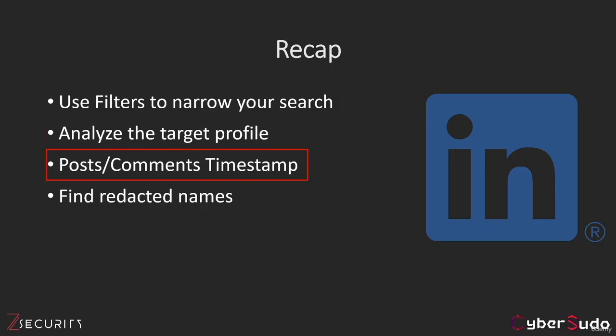And if you were able to find any post or comment and you would like to extract the timestamp, then you can convert the post ID to binary, then convert the first 42 digits to decimal, and then convert this number to a readable time and date using one of the online Unix converters. And lastly, if you are trying to scrape or find the people who work at a certain company, then you can use search engine operators to find any redacted names.